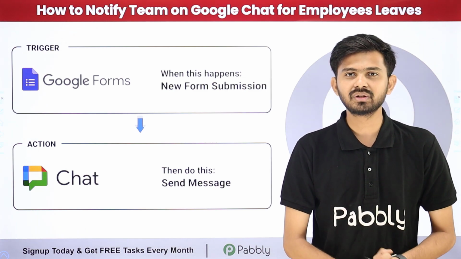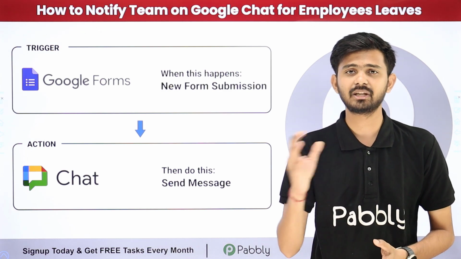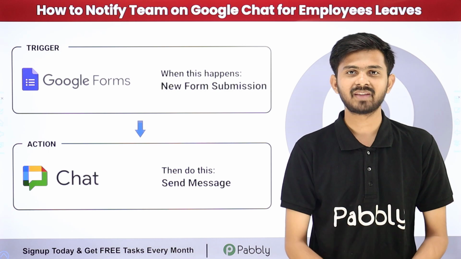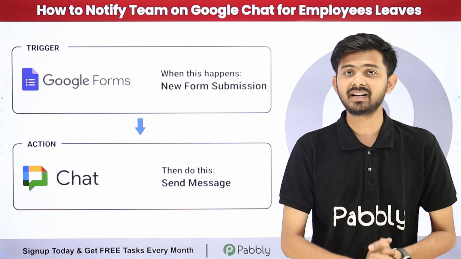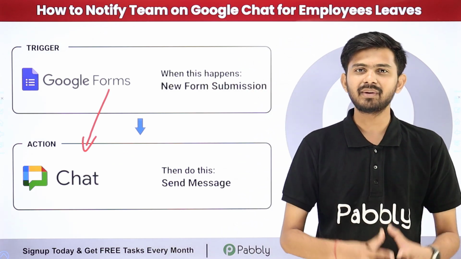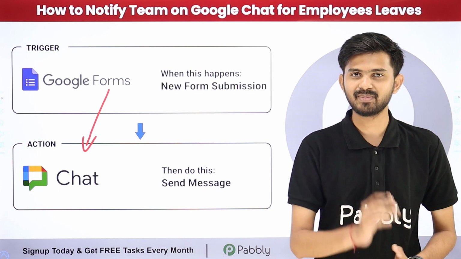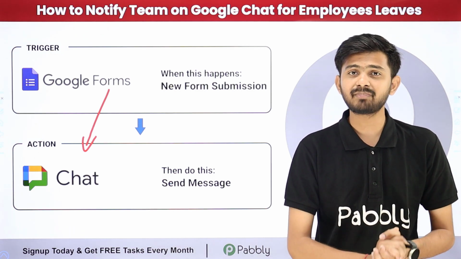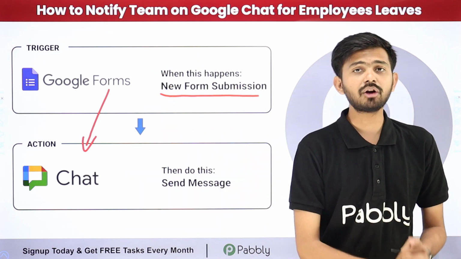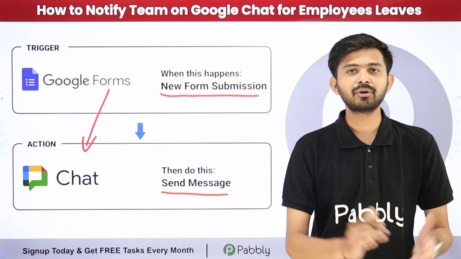So I want to automatically send notification messages on Google Chat for all the leave applications that I receive through Google Form. For my objective, I need to build a connection between Google Forms and Google Chat. For building this connection, I'm going to use Pabbly Connect, which is an amazing software for automation and integration. With Pabbly Connect, whenever I receive a new form submission through Google Form, I will automatically send a message on Google Chat. So how am I going to build this connection?